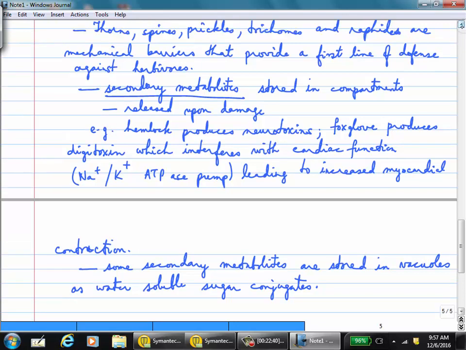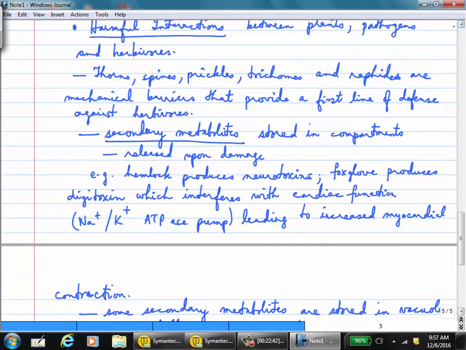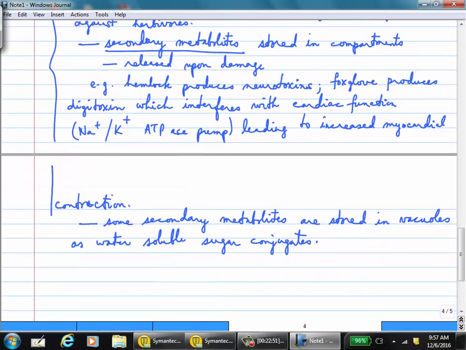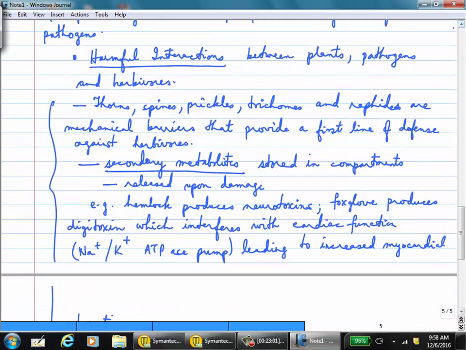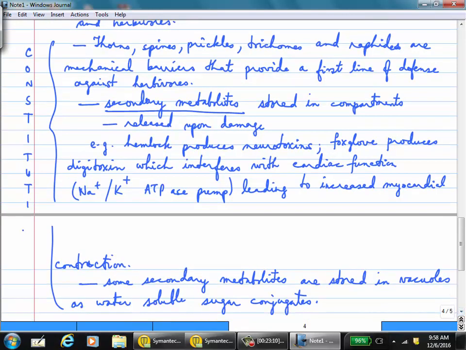Now the responses that I talked about so far, using all these secondary metabolites and even the thorns and spines, these are what we would call constitutive responses, because they are already there. These molecules have already been produced. It's just that there has to be some damage or insult for the activity to take place. So these are all constitutive responses.